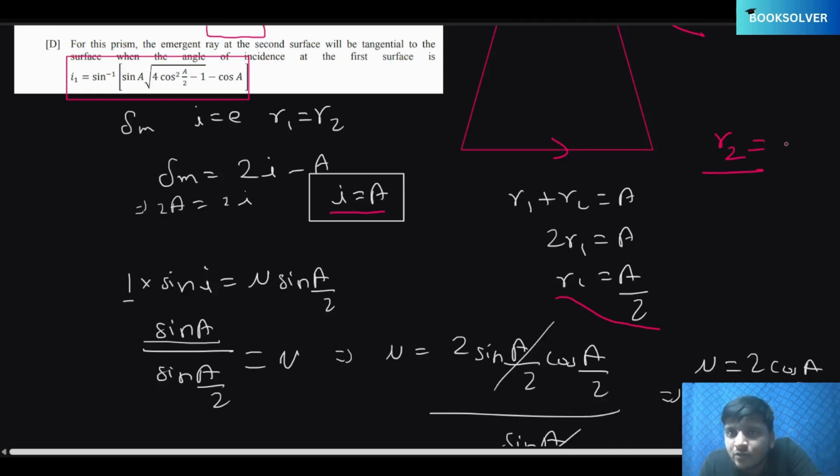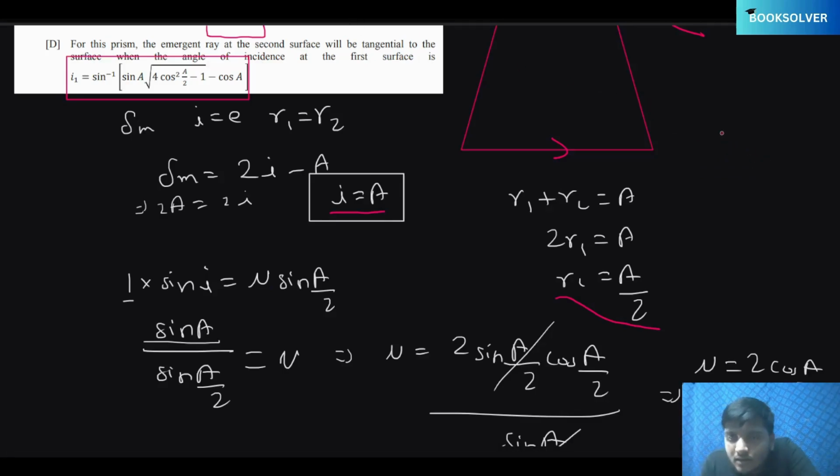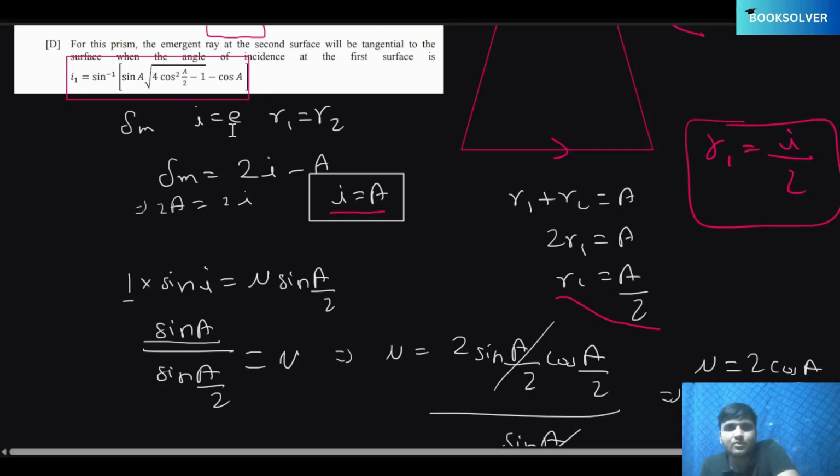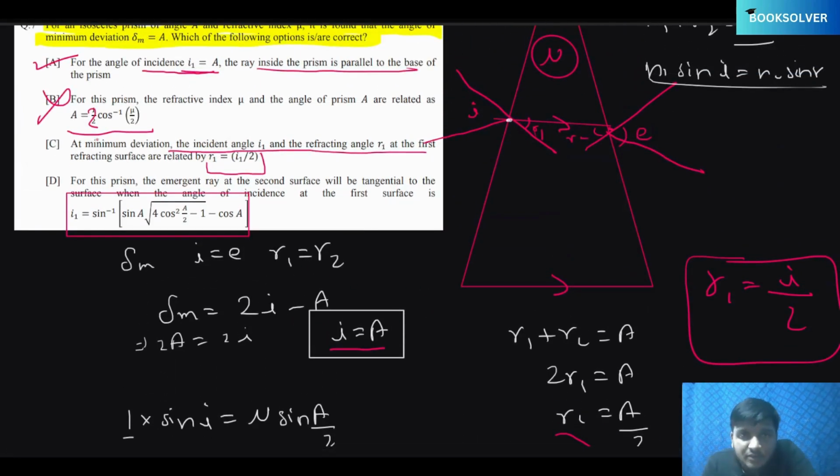So the R2 is, or the R1 is equal to, what am I doing? R1 is equal to I by 2 here. We can write it like looking at this. So here this is actually correct here. So we can mark our option C as correct option.